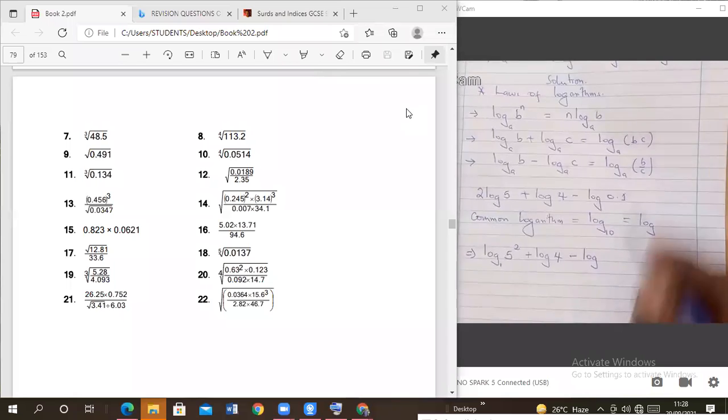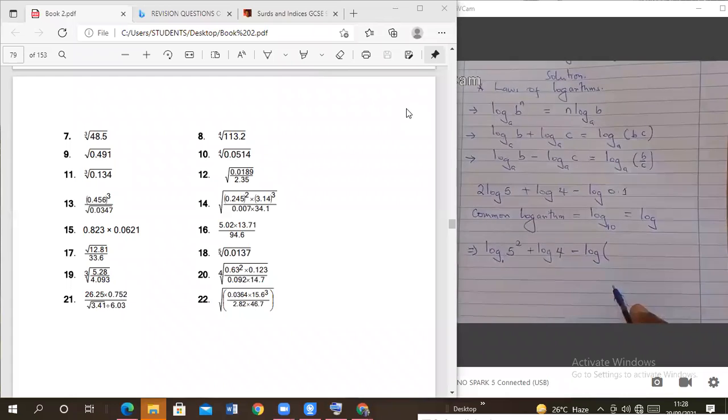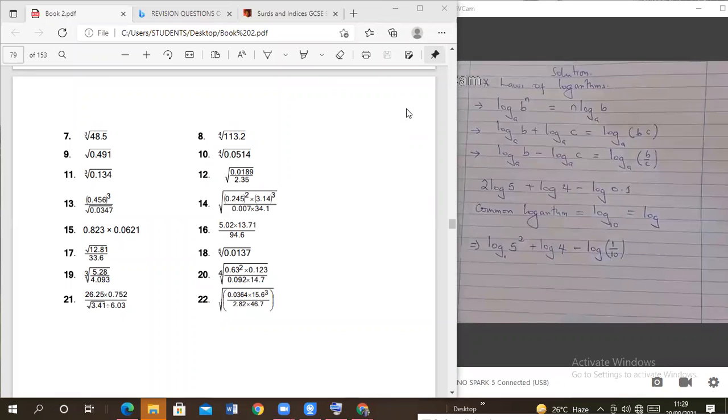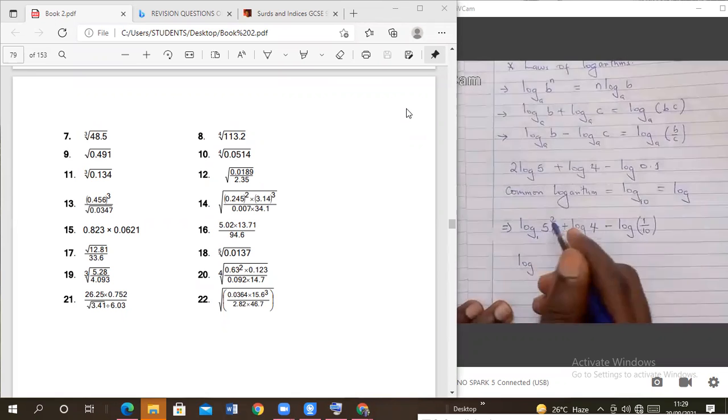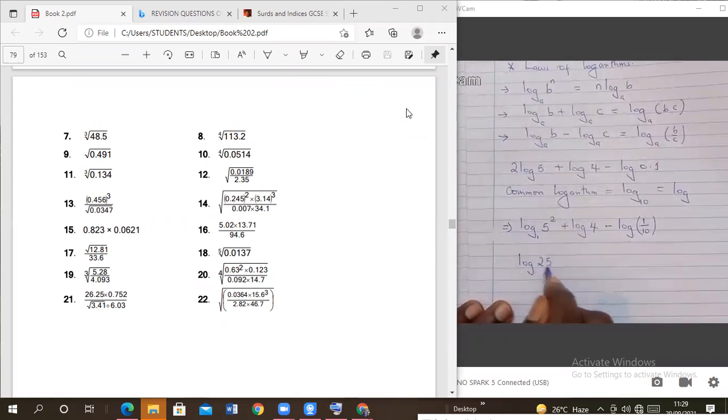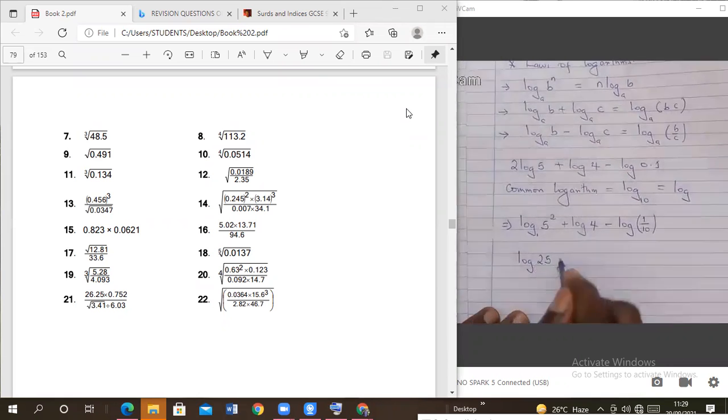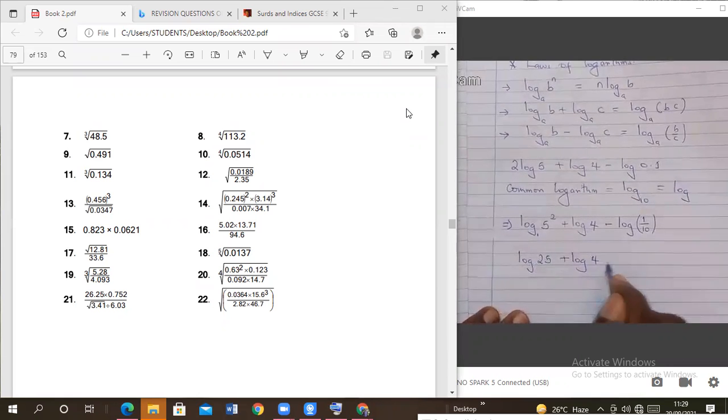We know that 0.1 is the same as what, members? 0.1 is the same as 1 over what? 1 over 10. So which means this one will give us log. What is 5 squared? 5 squared is 25, plus log of 4 minus.